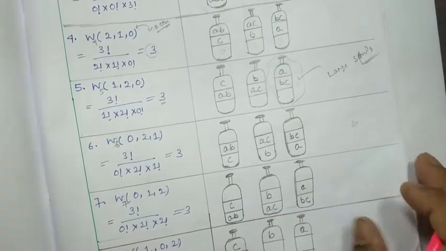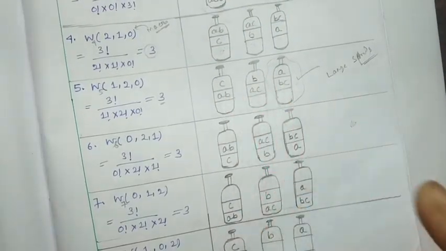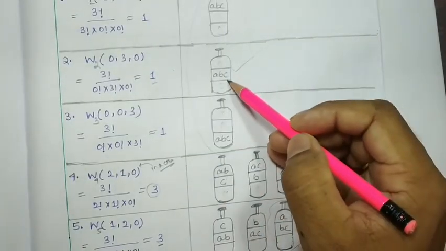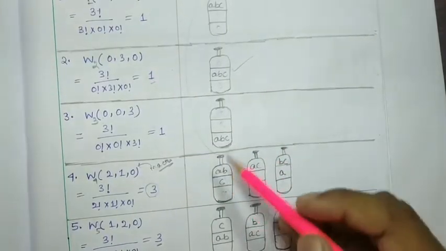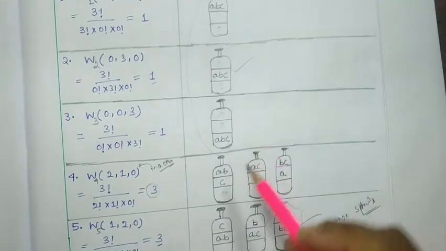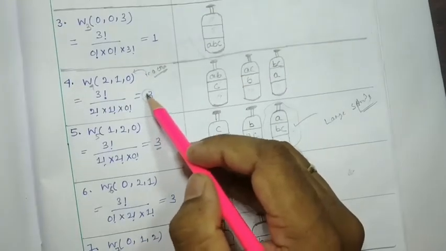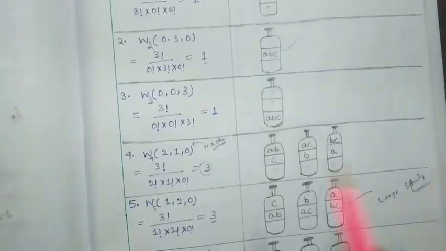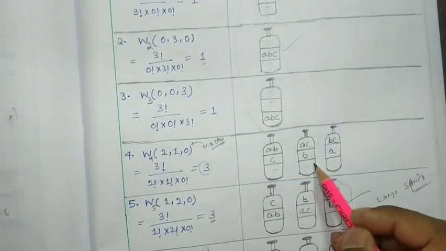Okay, so each macrostate has equal spreadness, but if we compare this one with this one, then the spreadness has increased. Corresponding microstates also increased. So here the microstates increased, and the spreadness also increased.